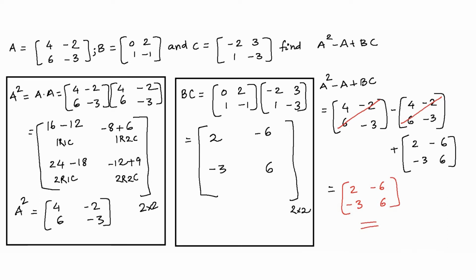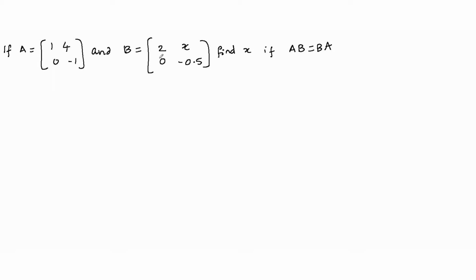Okay, moving on to the next one. So it's given that the matrix A is [1, 4; 0, -1]. The matrix B is [2, x; 0, -0.5]. We have to find x if matrix AB is equal to BA. So it is given that the matrix AB is equal to BA. So we have to find the values of x. So let's now first find A into B.